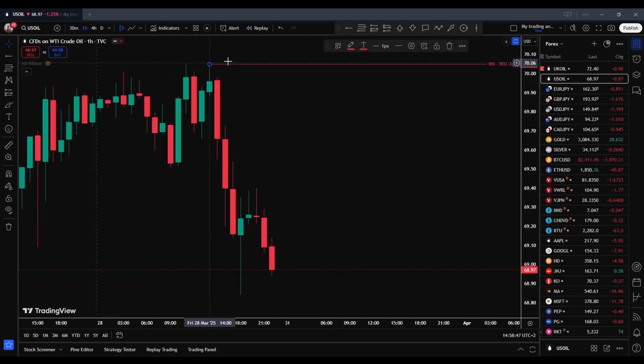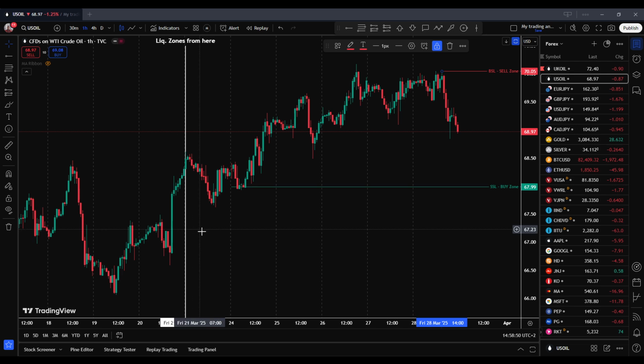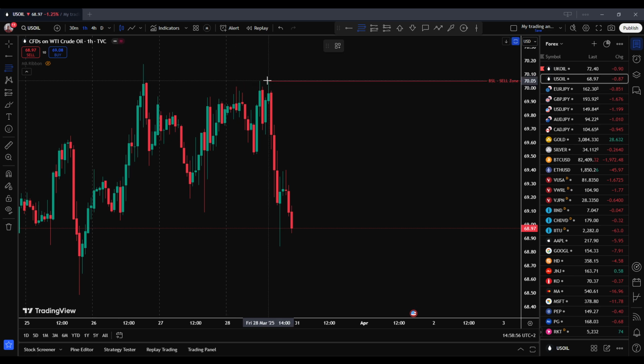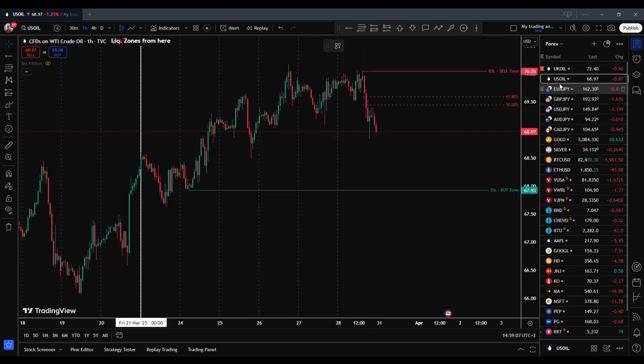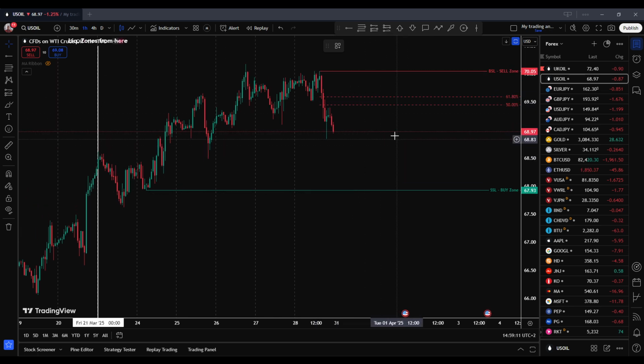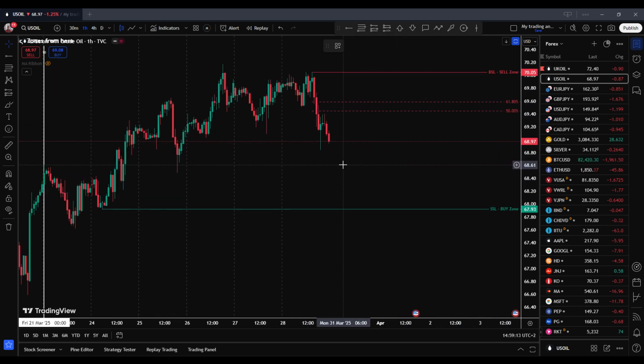Again, adjusting the lines. This one is here, this one is here. Bearish Fibonacci. Price is under these two zones, so it is valid. And like UK oil, waiting for price to reach one of these zones here. That's it for the oil.